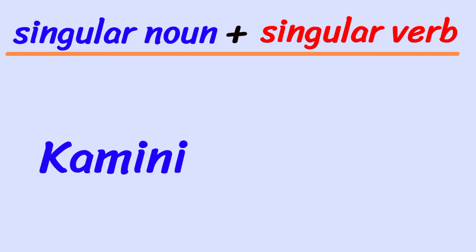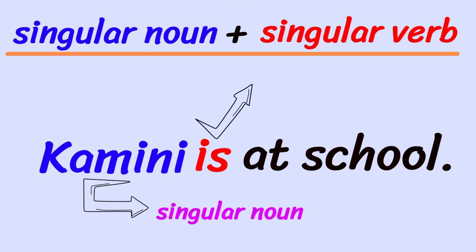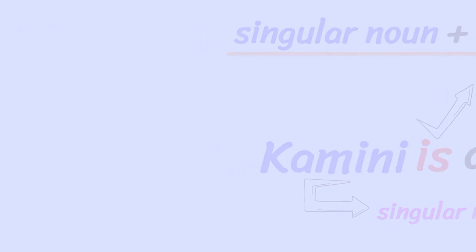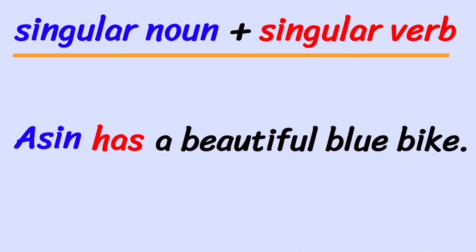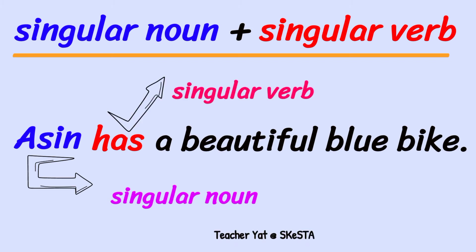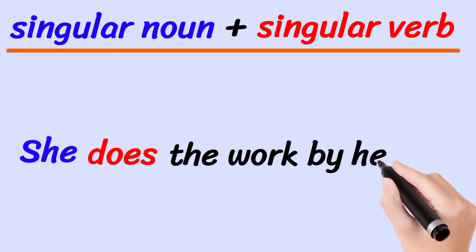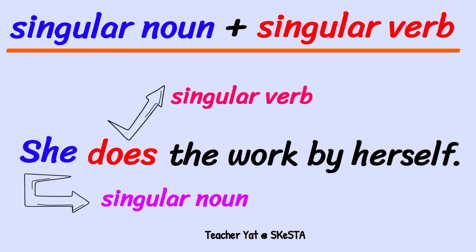Let's see another example. Kamini is at school. Kamini is a singular noun. That means we must use a singular verb, which is is. Read the sentence: Asin has a beautiful blue bike. Asin is a singular noun. That means we must use a singular verb, which is has. Read the sentence: She does the work by herself. She is a singular noun. That means we must use a singular verb, which is does.